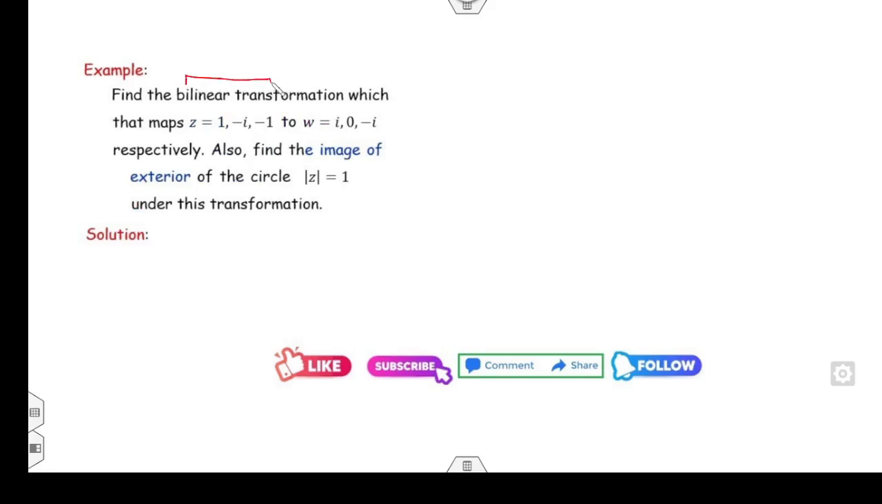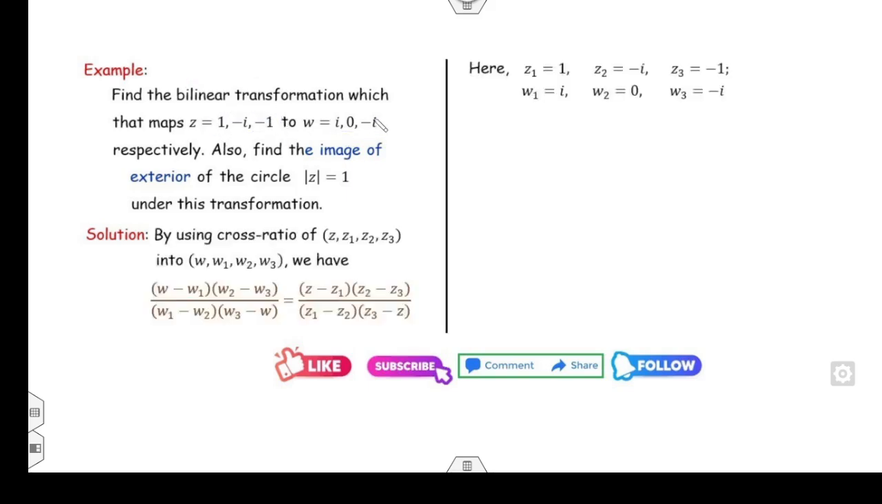Find the bilinear transformation, and also find, this is the second part. So again, you have three points given. Firstly, we can define the cross ratio. The cross ratio corresponding to w, these are the values iota, 0, minus iota, which is equal to z, corresponding values 1, minus iota, minus 1.